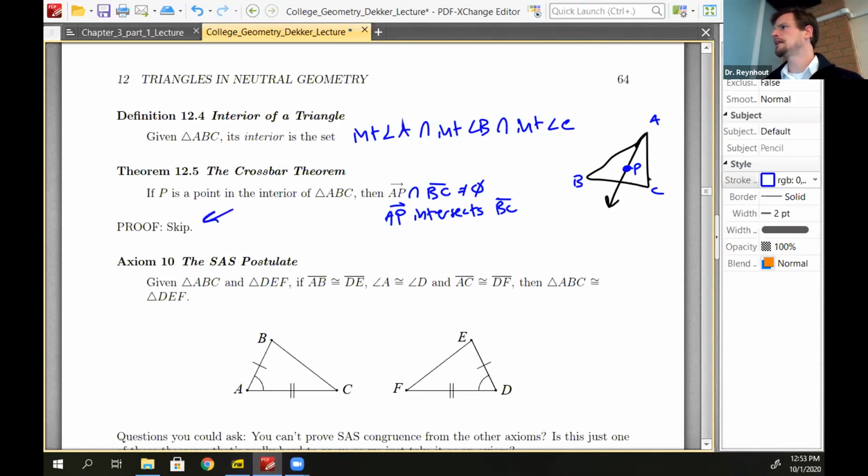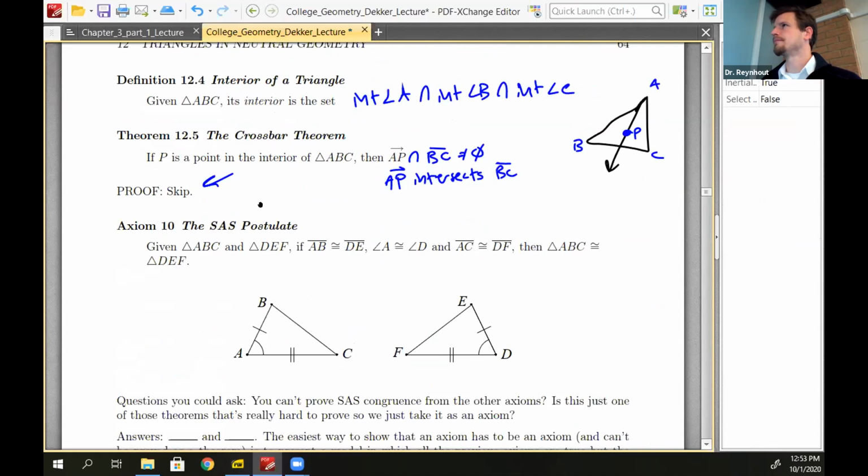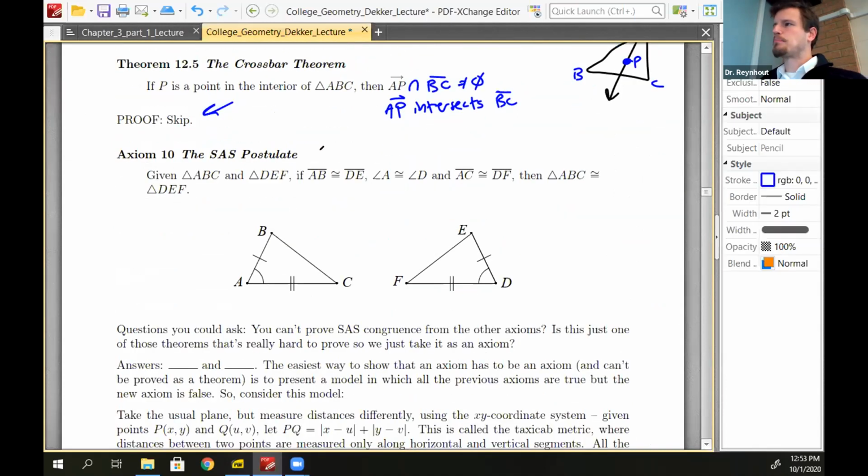We're skipping the proof. I suspect if you really wanted to, it would look really similar to this proof. Okay, so side angle side postulate. What the side angle side postulate says is that if we have two triangles where we have congruent side, congruent angle, congruent side, then the two triangles are congruent. So we only need two adjacent sides and an angle to determine that two triangles are congruent. I think that we're familiar with this, but we don't necessarily think of it as a postulate. Usually we assume that it's an axiom.